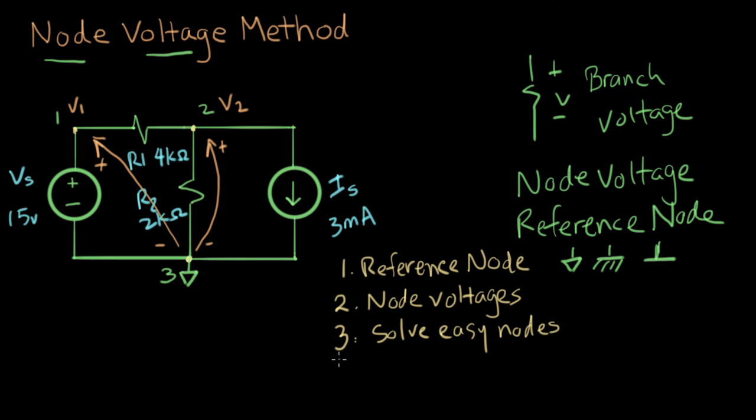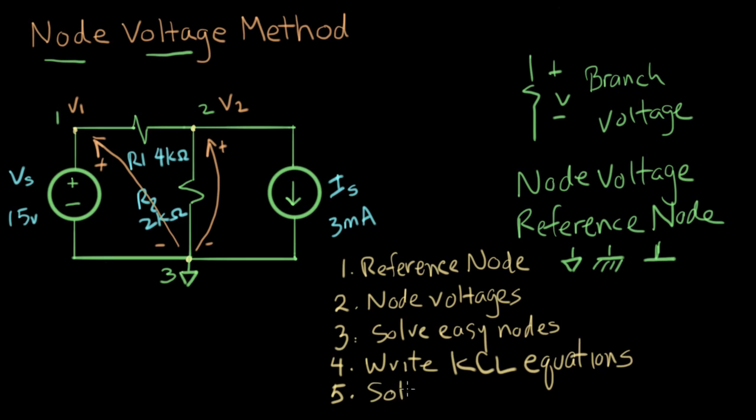And I'll show you what that means in a second. The fourth step is to write KCL, Kirchhoff's current law, equations. And the fifth step is to solve the equations. That's the node voltage method. And we're going to go through the rest of this. We've done the first two steps.